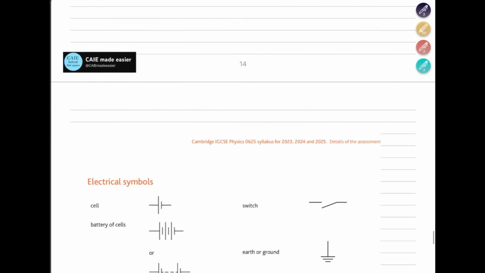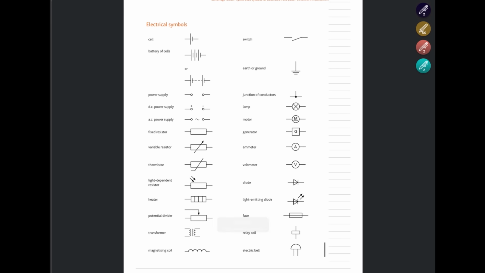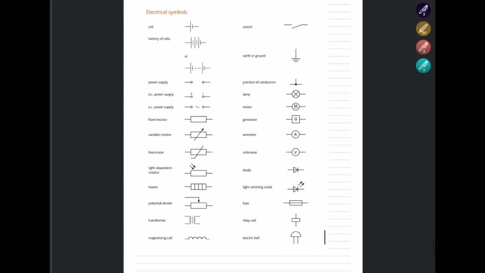And one more, lastly, please make sure that you review all the electrical symbols. These are mentioned in the syllabus. Go through them and also learn how to draw them.